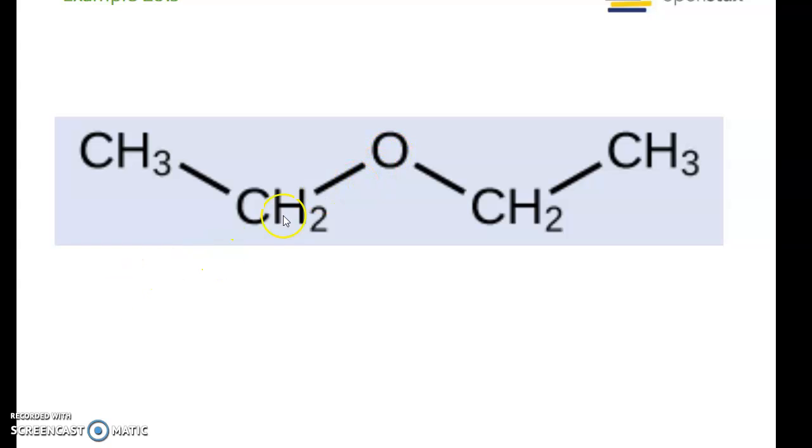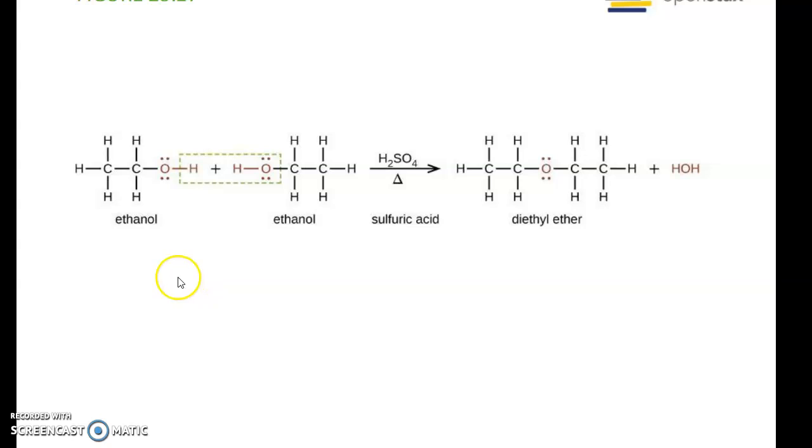This right here is an ether, right? And you would have 1, 2, so you would have 2, and it's 1, 2, 3, 4, right? And so that would be a butane. So it would be 2-butane ether, right? Here you have ethanol plus an ethanol, and you get rid of a water molecule with sulfuric acid and heat to give you a diethyl ether.